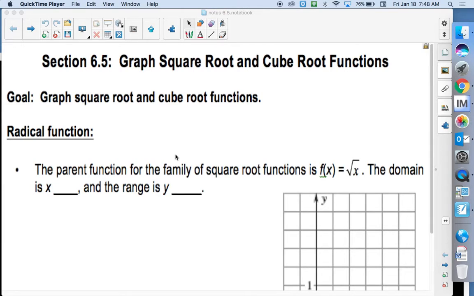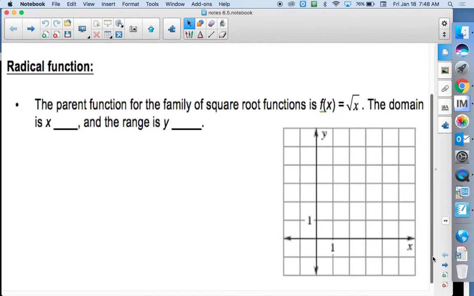And they are kind of related to each other because they're both square root graphs, so they'll have some similarities to them. But we're going to start with the square root graph first. So it says the parent for the family of functions, which was the square roots, is f of x equals the square root of x.